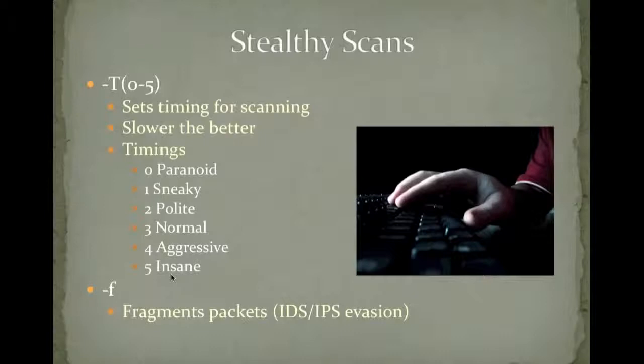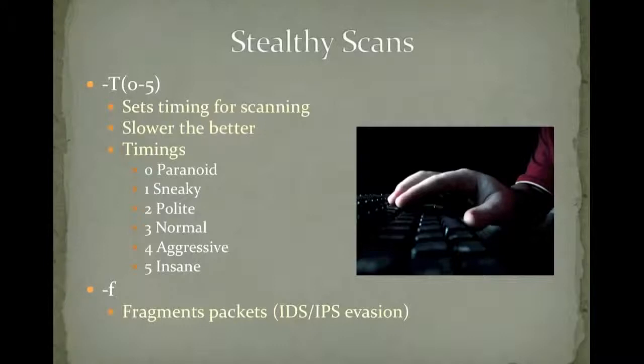So, stealthy scans. Nmap gives you a lot of options for evading IDSs and IPSs. A good one for this is -T and then the number you want, and the number can range from 0 to 5. What this does is set a timing for scanning, saying what time should I wait in between each IP address or packet. Basically, the slower the better, it'll give you fewer false positives. Here are the times right here.